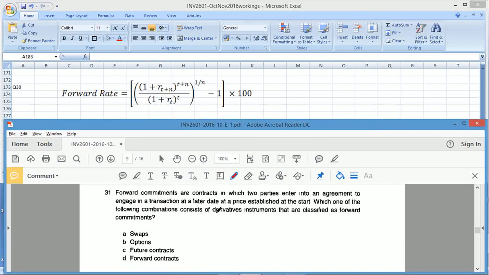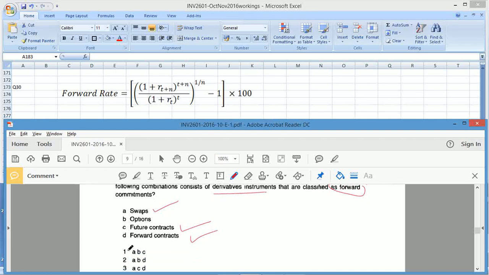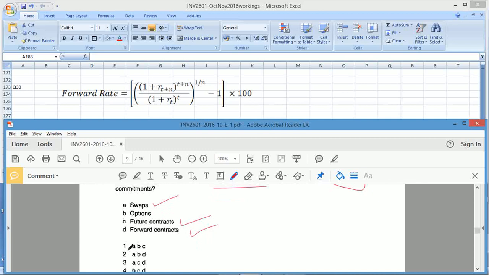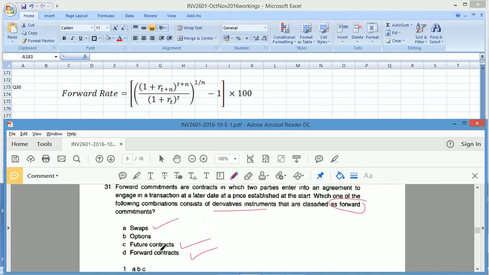Okay, question 31. Forward commitments are contracts in which two parties enter into agreement to engage in a transaction at a later stage at a price established at the start. Which of the following combinations consists of derivative instruments that are classified as forward commitments? If it's a forward, swaps is a forward, options isn't a forward, futures is a forward, forward contracts is a forward. So A, C, D. A, C, D, option 3.